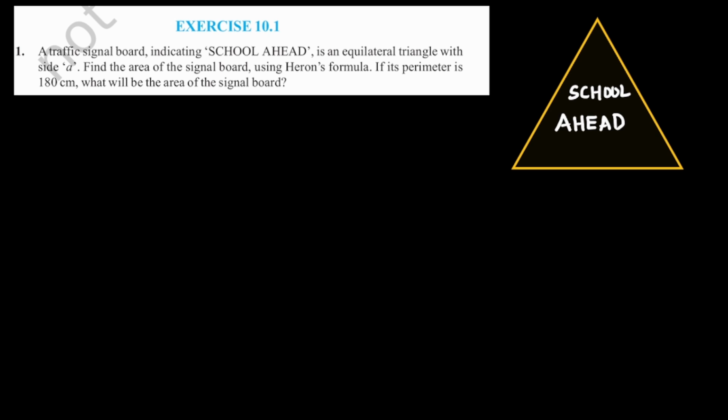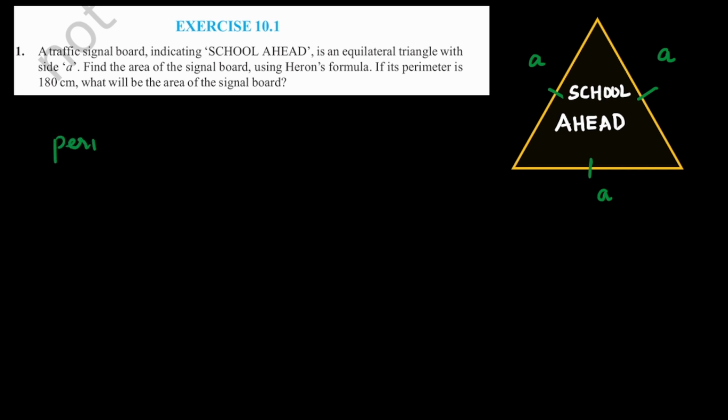So let me read the question. A traffic signal board indicating school ahead is an equilateral triangle with side A. Find the area of the signal board using Heron's formula. If its perimeter is 180 centimeter, what will be the area of the signal board? So what is given in the question? It is an equilateral triangle, so all sides are equal, and they have given the side as A. They have given the perimeter of the triangle, that is 180 centimeters.